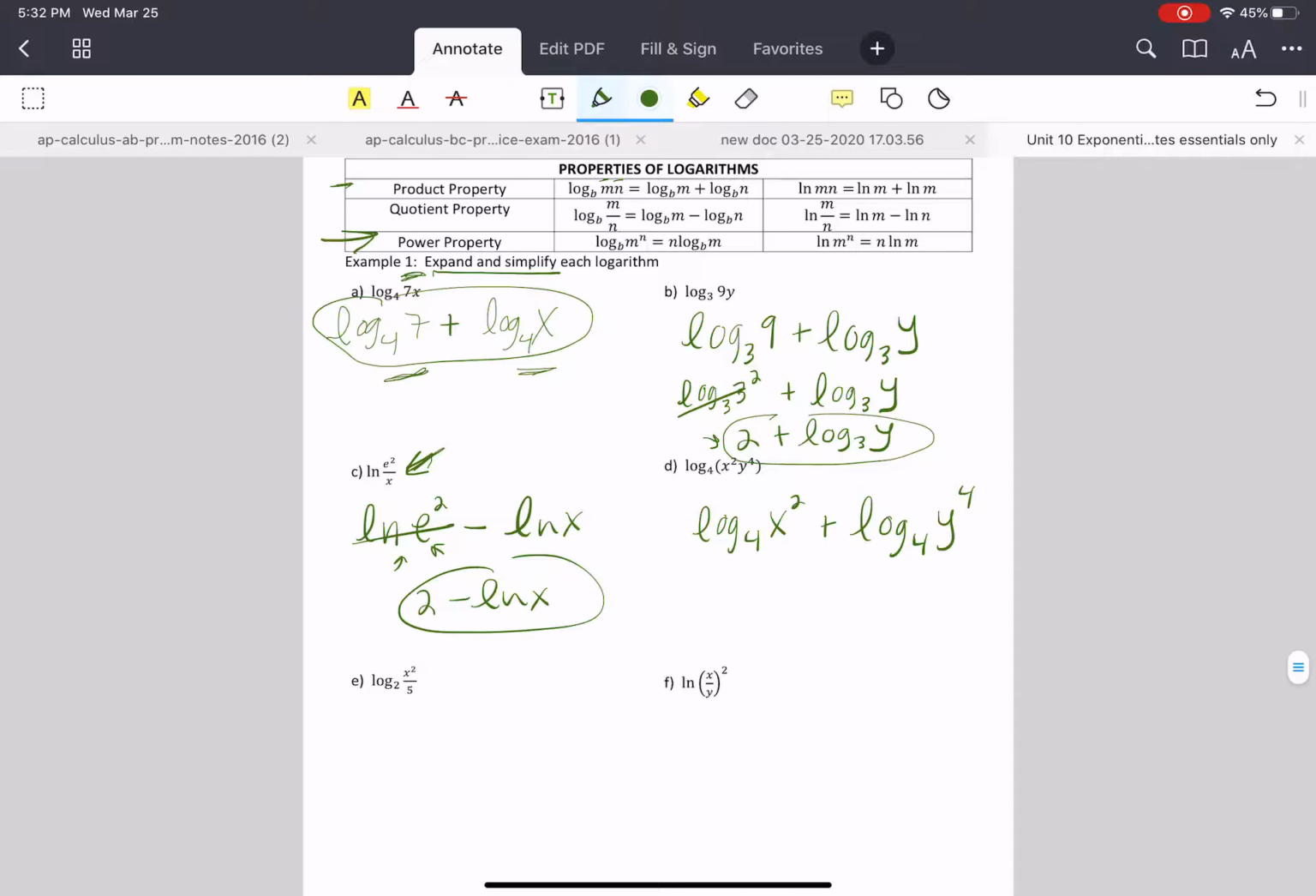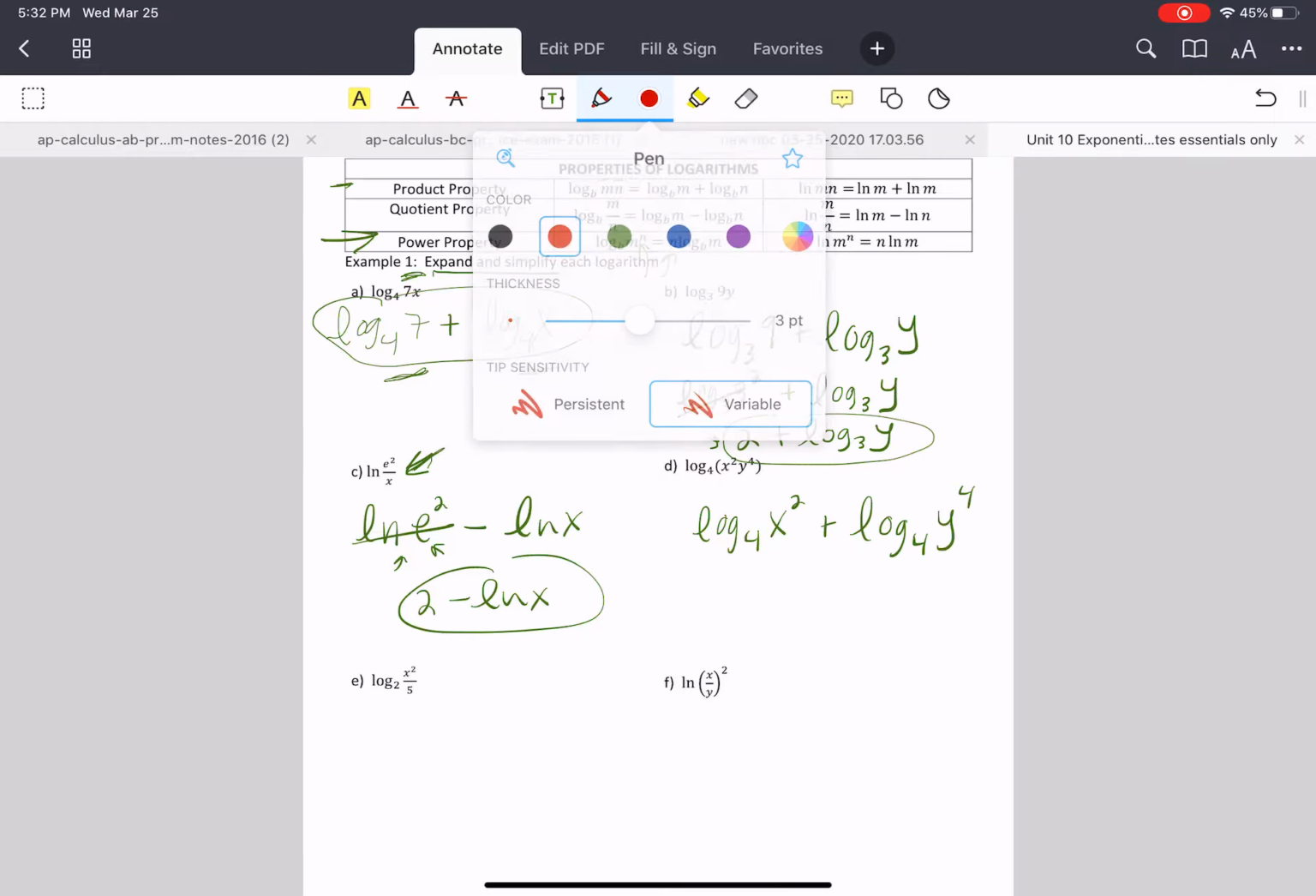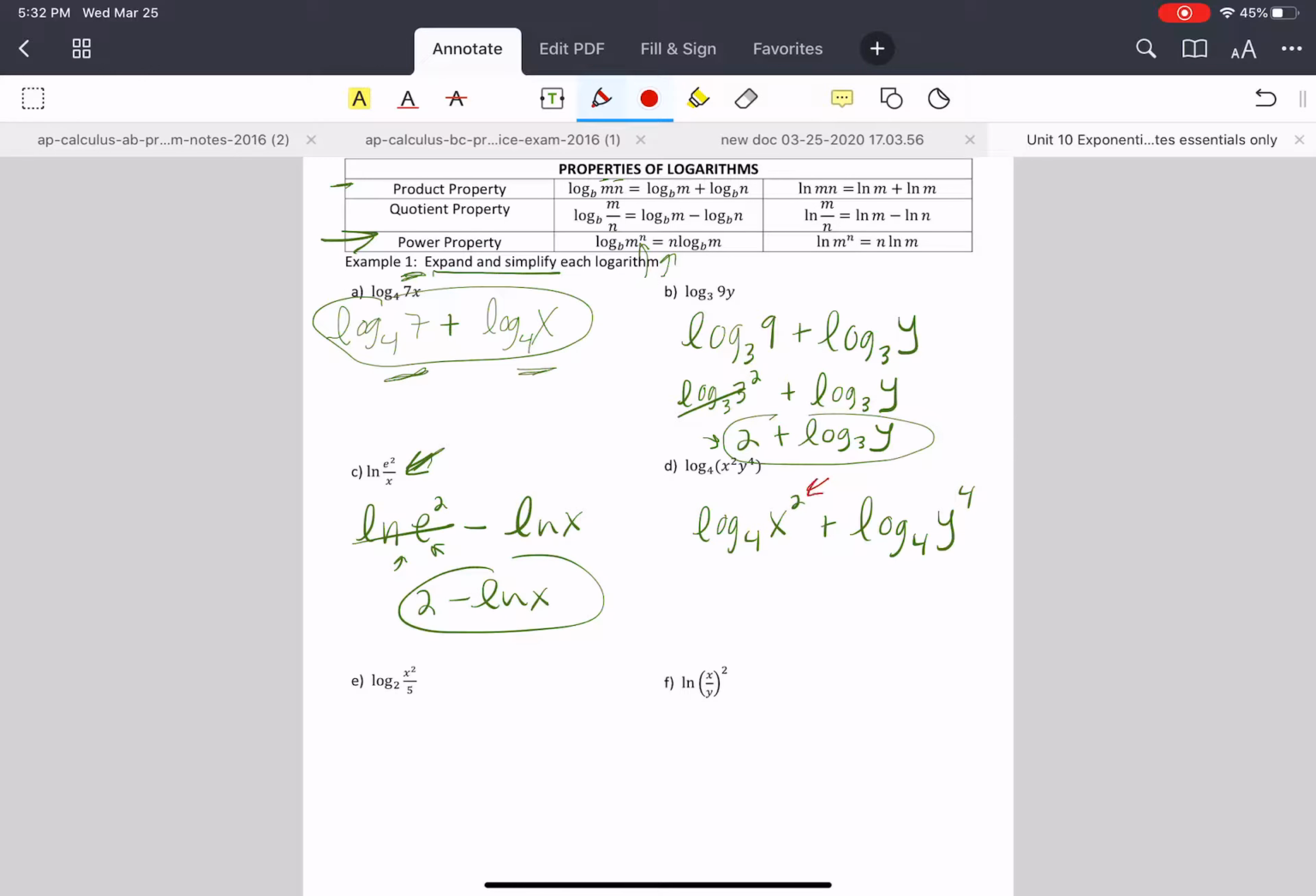The power property of logs says that if I have an exponent, like the n, I can bring it down in front of the logarithm and it makes it like a coefficient, like multiplication. So this 2 right here, we're going to bring it down in front and make it a coefficient on the logarithm. Same thing with the 4 on this one. So 4 log base 4 of y. And then we're done.